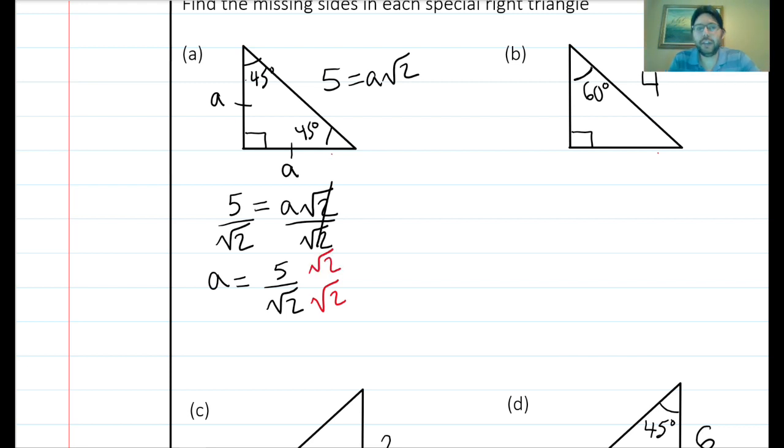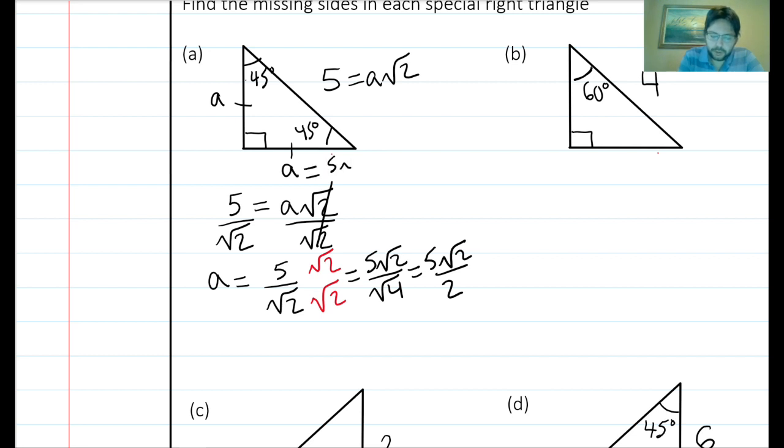All right, and so now that I do that, I know that square root of 2 times square root of 2 is square root of 4, and the square root of 4 is 2. So this is going to be 5 square root of 2 over square root of 4, but we know that square root of 4 is 2, so we get 5 square root of 2 over 2. So that's my A, that's my side. So my sides are 5 square root of 2 over 2 each. All right, so those are my other two sides for the right triangle.